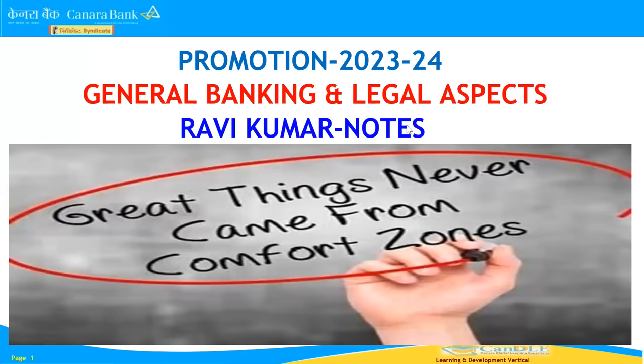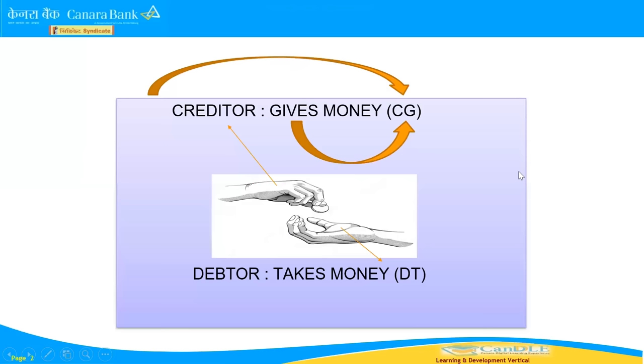Okay. So, friends, today I have taken the topic general banking and legal aspects. This is a very important topic, especially for scale 1 to 2. But last time in 3 to 4 also, many questions came from general aspects. Last year I took this class at the end of my CBOA program, so I have kept it a little early this time. Okay, let us understand this.